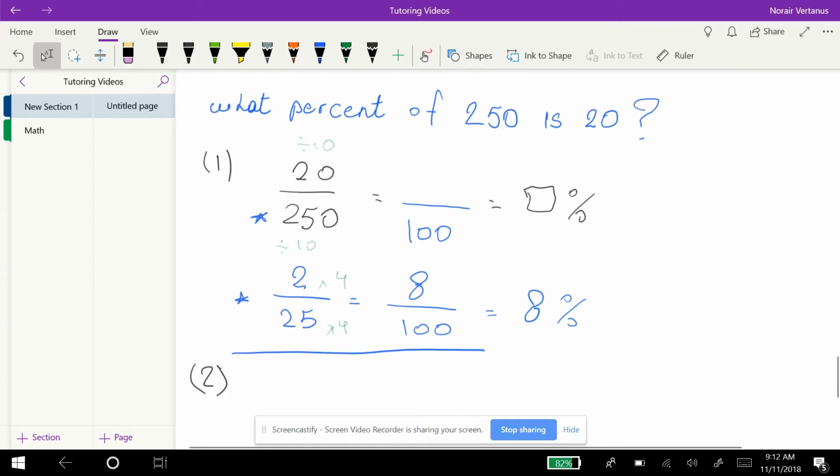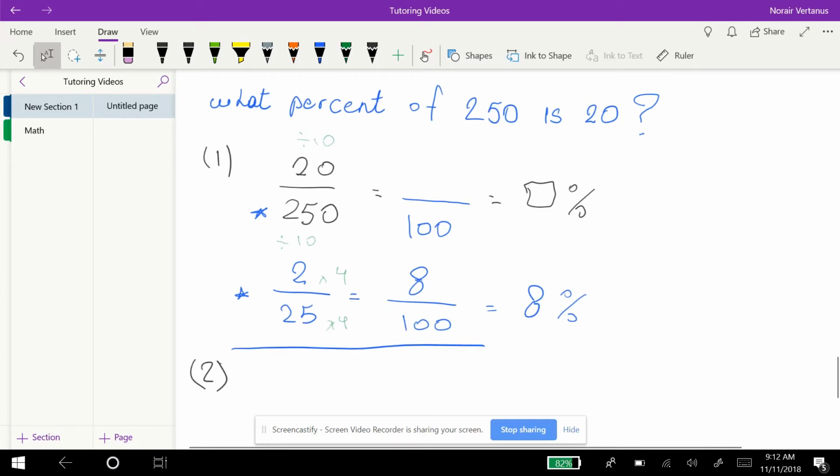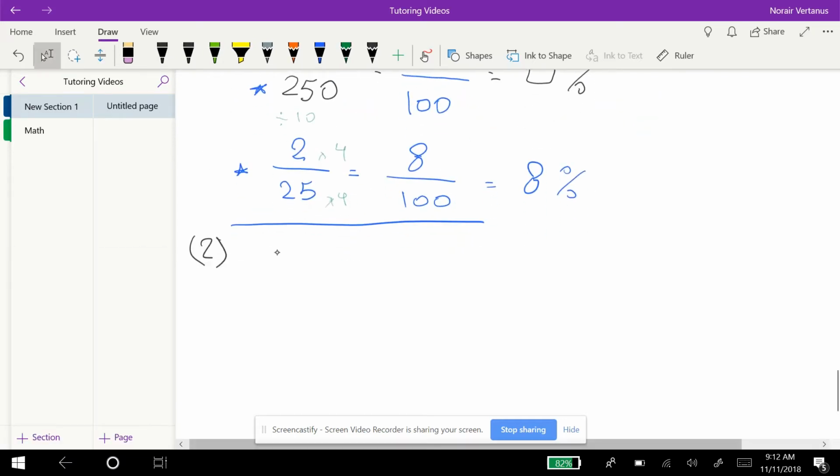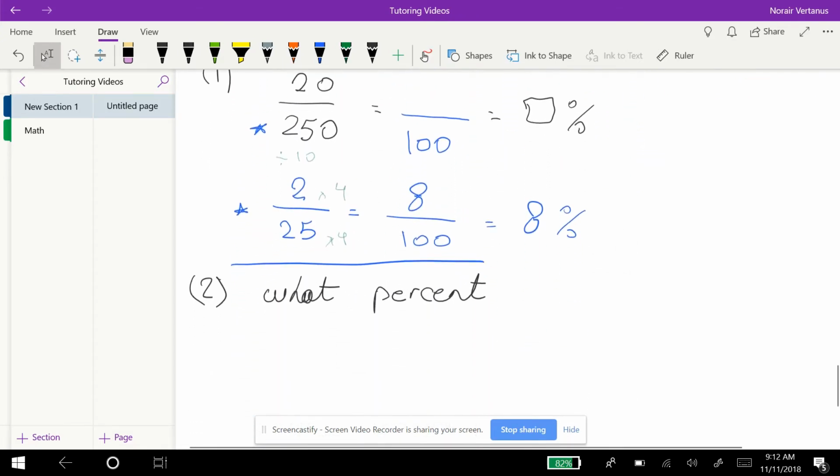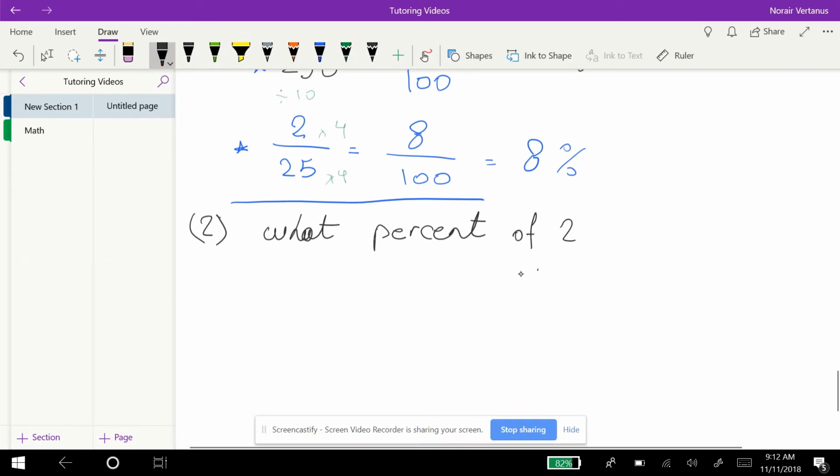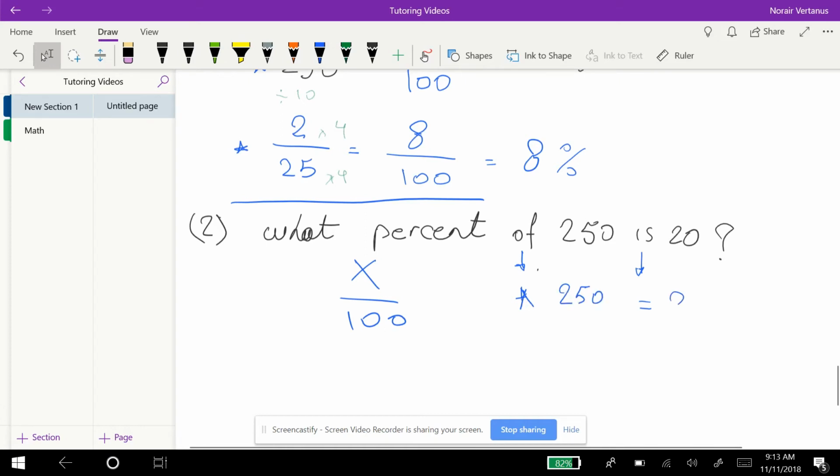So I'm not going to rewrite the problem here. It's written up there. Actually, yeah, I will, because I want you to see exactly how I'm going to set up the equation. What percent of 250 is 20? So the trick is this "of" becomes multiplication. This "is" becomes equal. And then what percent? What is the unknown, which is x? Percent means x over 100, right? x divided by 100 times 250, equal to 20.